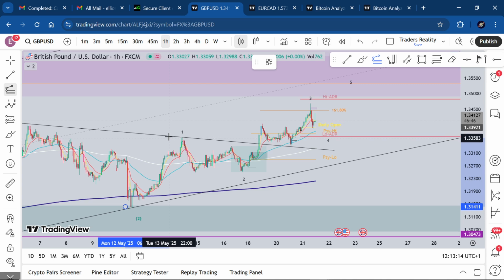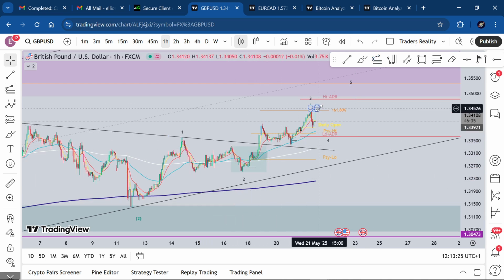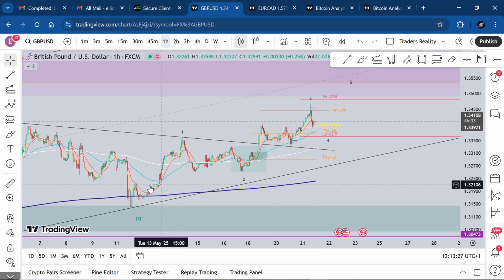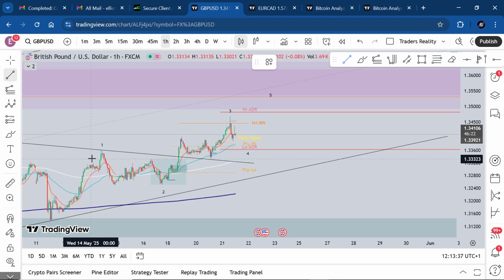And as you can see, yeah, it looks like a 5, a 3, and a 5. So here might even be 5, 3, 5. It looks like an impulse. 1, 2, 3, 4, 5. Either way, my lines will go like this now.